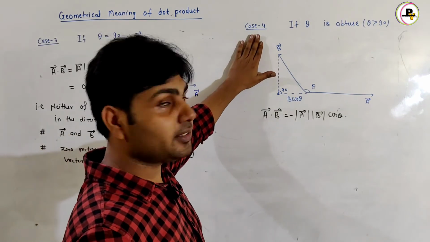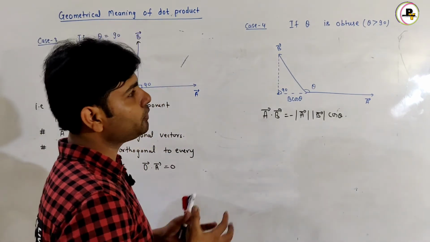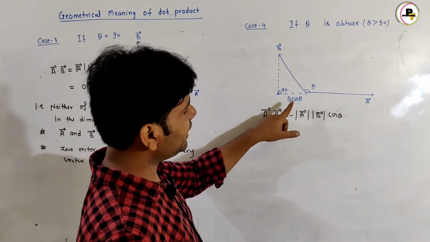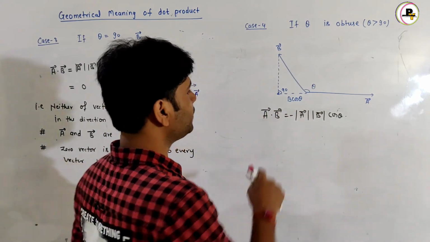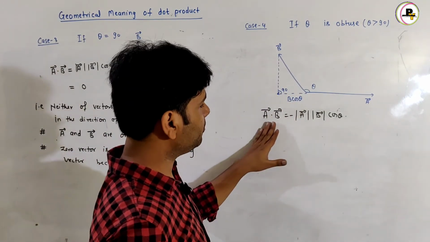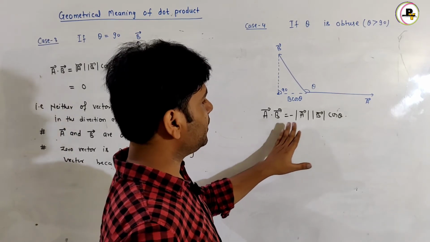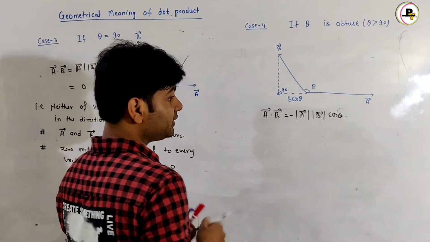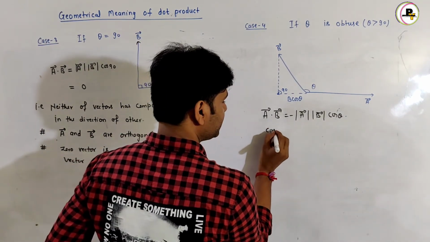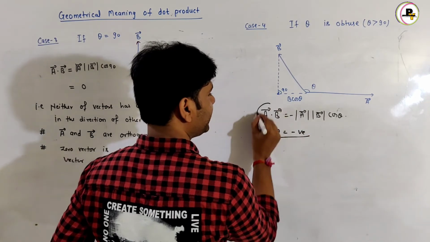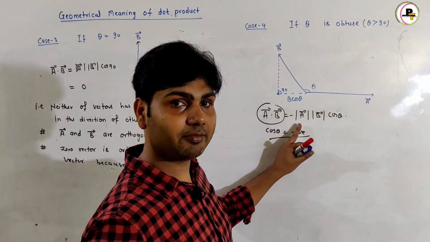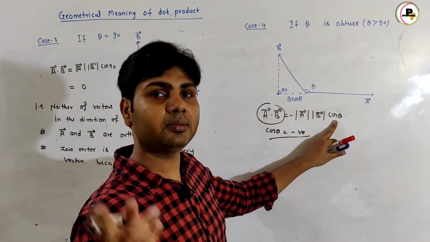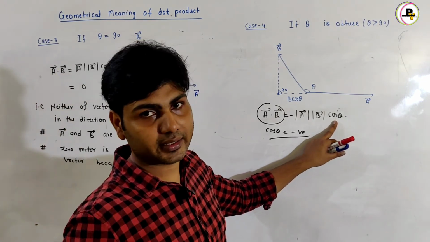Now let's take the case number 4. In case number 4, theta is obtuse, that is greater than 90 degree. So its component will be in the opposite direction but will have the same magnitude as in the second case. So its component will be B cos theta. Therefore A vector dot B vector is equal to minus mod of vector A into mod of vector B cos theta. Why? Because theta is greater than 90 degree, therefore cos theta will be negative. That is why A vector dot B vector has its negative value. Since mod of vector A and mod of vector B both will be positive but cos theta will be negative. Why? Because theta is greater than 90 degree.